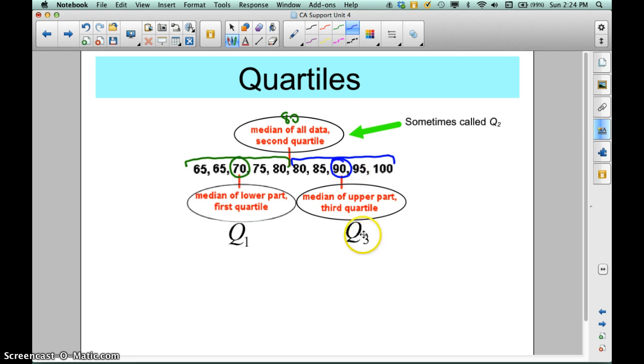So quartiles are just middles of different parts of the set of data. Quartile 2 is called the median. It's the middle of the entire set. Quartile 1 is just the middle of the bottom half of the set, and quartile 3 is the middle of the top half of the set.